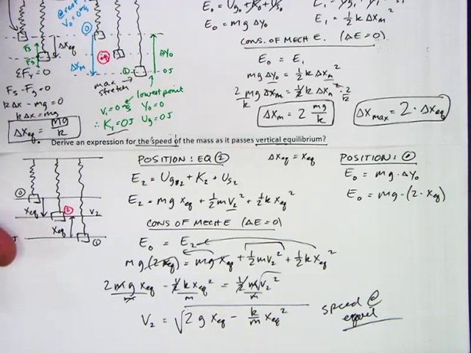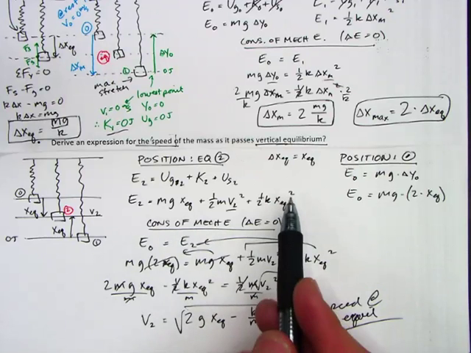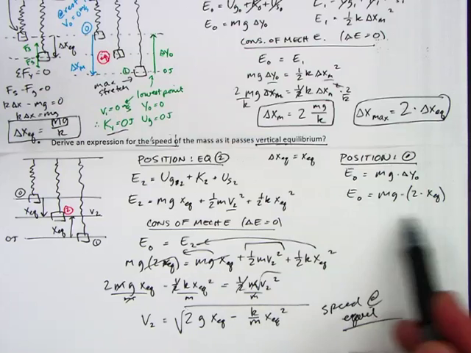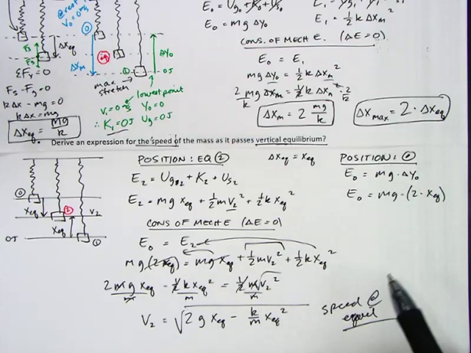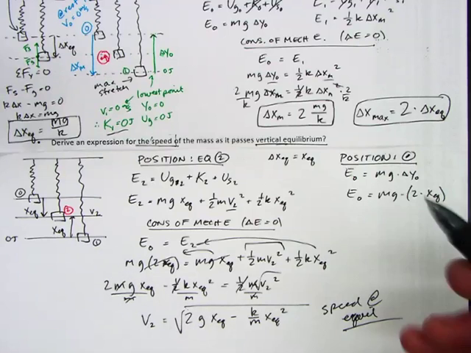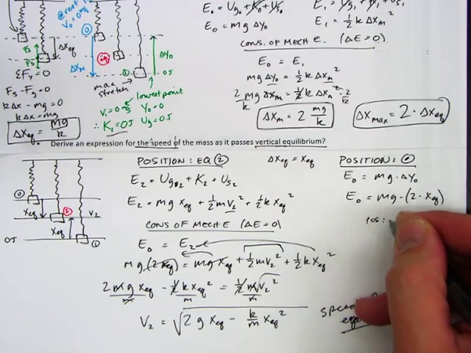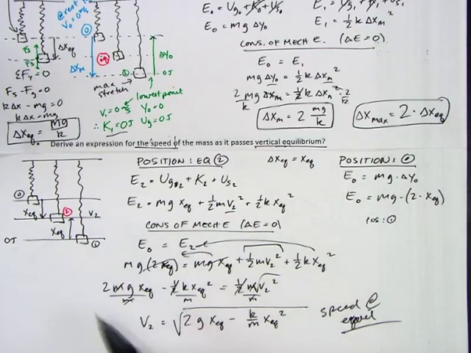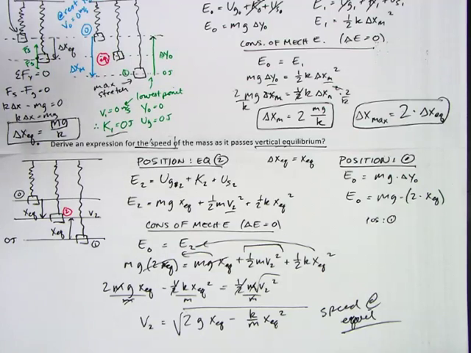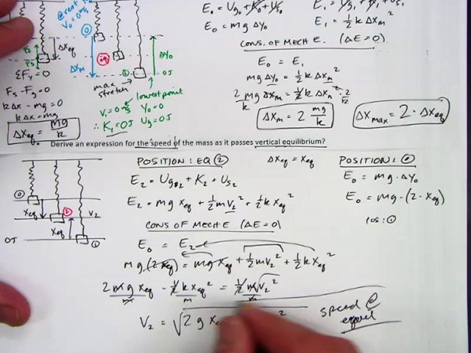So that is deriving an expression for the speed at equilibrium using conservation of mechanical energy, relating the total mechanical energy at equilibrium to some other known position, which I chose to be the max height at the initial position. You could have chosen max stretch as well. You could have related it to position 1 and then have used 1/2 k times delta x max squared. You could have done it multiple ways, but this is the way I did it. And there is your example.